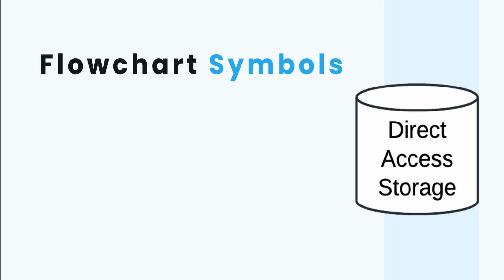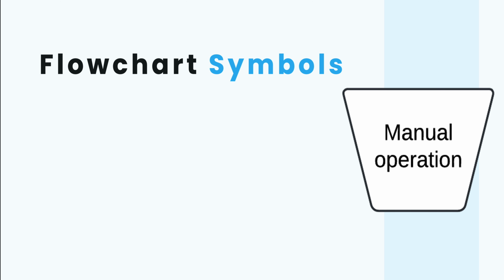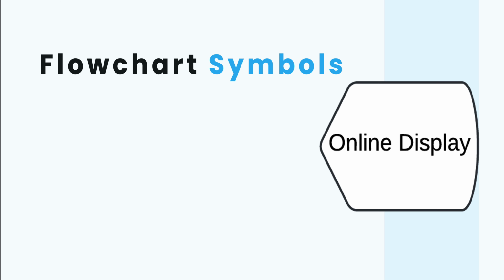Direct access storage. So basically this represents data that is stored in a format that allows for immediate retrieval, and our most common examples of this would be a database somewhere or a disk storage system. Manual operation. Manual operation represents a process or task that is performed manually rather than automated, and an example is when a human actually needs to perform an action.